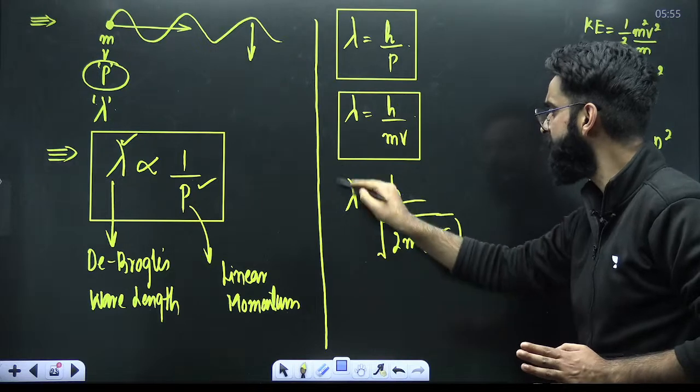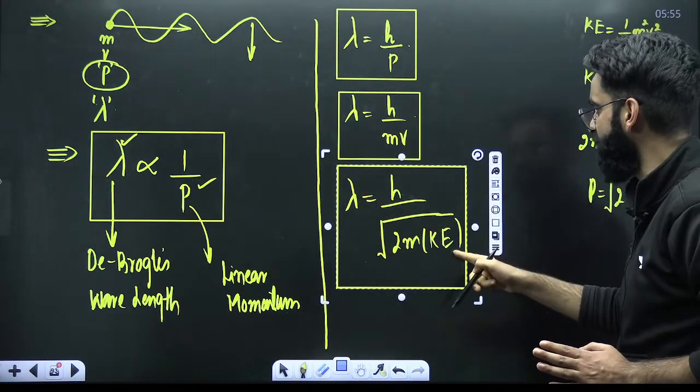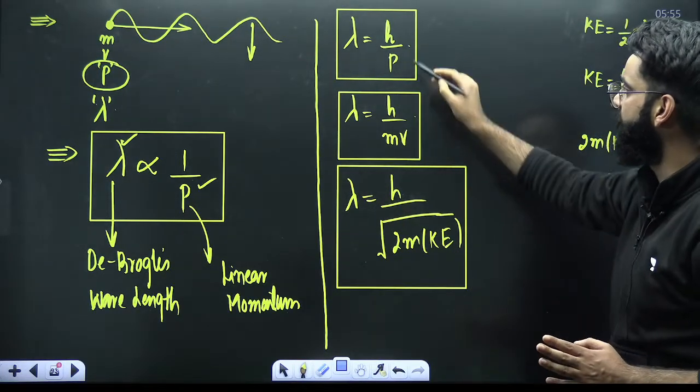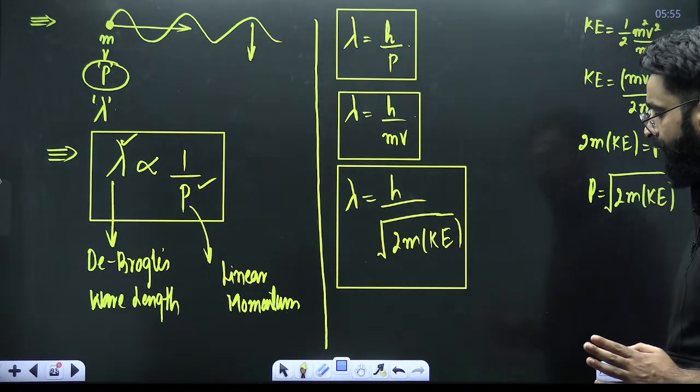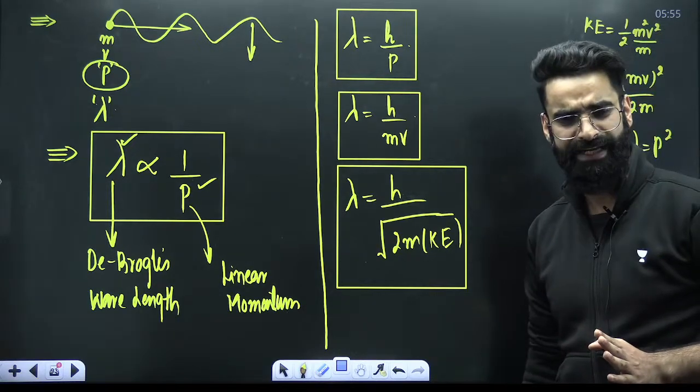So this is one more result to calculate de Broglie's wavelength in terms of kinetic energy, right? de Broglie's wavelength in terms of momentum, de Broglie's wavelength in terms of kinetic energy. Are there some other results too to calculate de Broglie's wavelength?